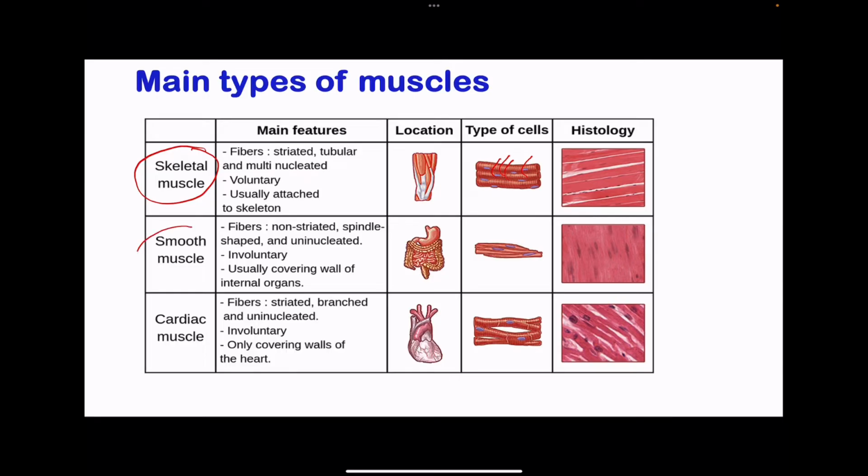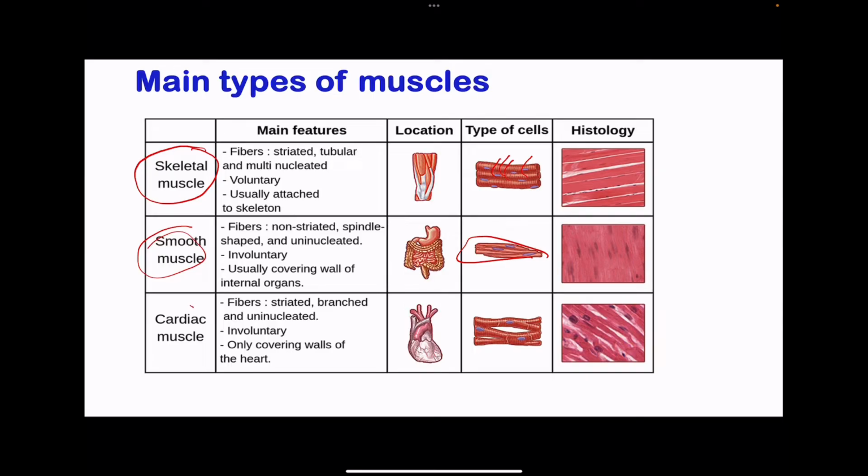The next one is smooth muscles. These are found mainly in some internal organs, like we can see the digestive system and so on. These are involuntary, meaning we do not make a conscious decision to make these muscles work. They are not striated. We do not see any stripes in them. And they contract slowly, they fatigue slowly, and they are found covering internal organs as well as around the gut.